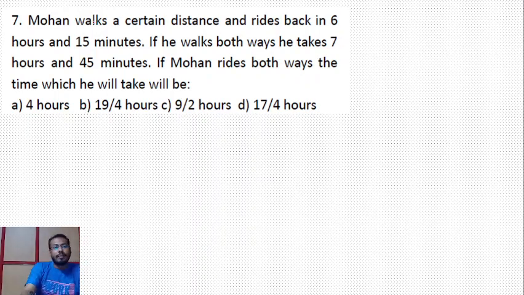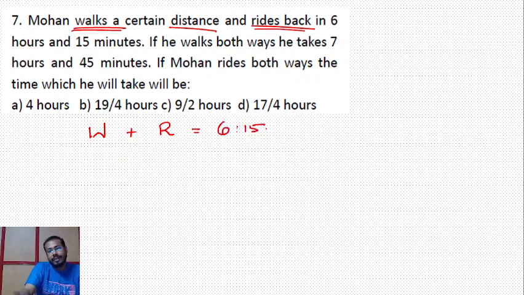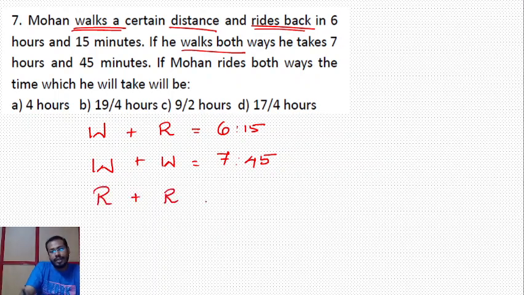Look at this. Morgan walks a certain distance and rides back in 6 hours 15 minutes. That is walking plus the return journey riding, it takes 6 hours 15 minutes. If he walks both ways, that means from A to B and B to A, he takes 7 hours 45 minutes. If Morgan rides both ways, how much time does it take? This is the exact question.